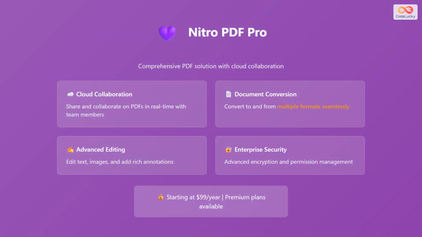Nitro PDF Pro is a comprehensive solution that emphasizes cloud collaboration. You can share and collaborate on PDFs in real time with your team members, making it perfect for businesses. Document conversion is seamless, supporting multiple format conversions in both directions. It includes advanced editing tools for text, images, and annotations. Enterprise-level security features like encryption and permission management protect sensitive documents. Pricing starts at $99 per year, with premium plans available for larger organizations.